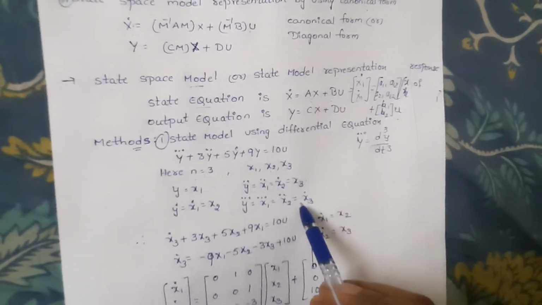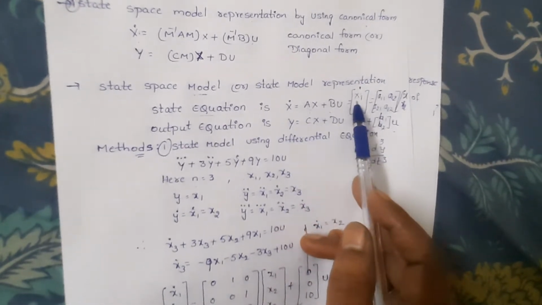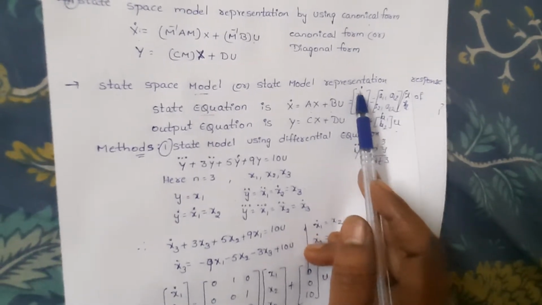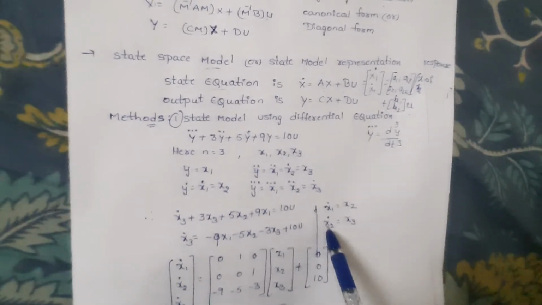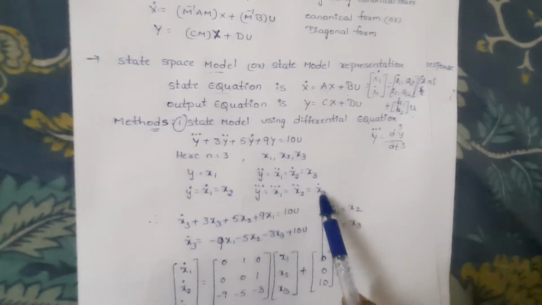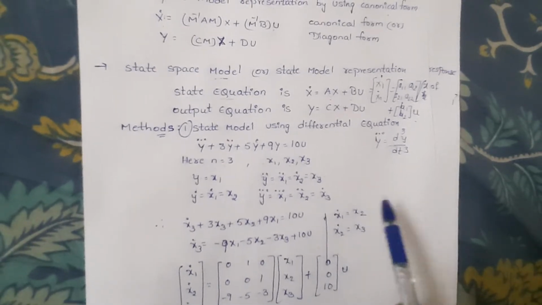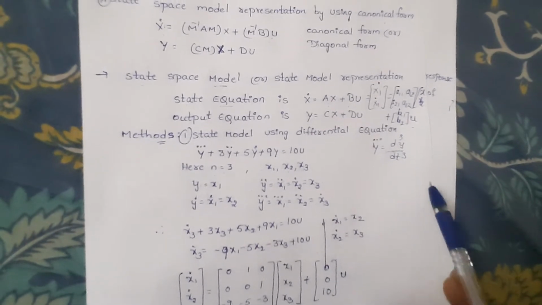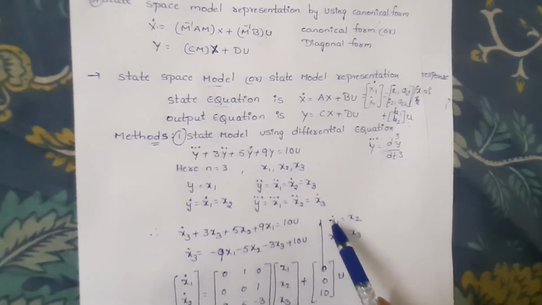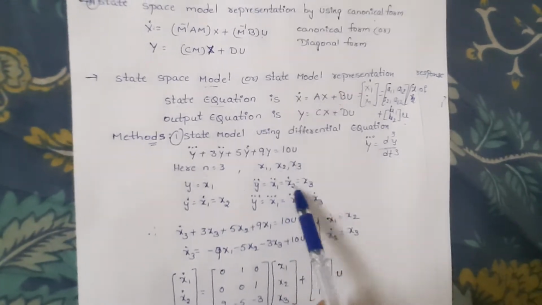See here our state equation, how it should be: x dot equals ax plus bu, that is x1 dot, x2 dot is equal to, right? On the left side you should get the equation in terms of x1 dot, x2 dot. Here we have 3 variables, so our equation should be in terms of x1 dot, x2 dot as well as x3 dot. We have x1 dot here from this. What is x1 dot? x2. In terms of x1, x2, x3 on the right hand side, for x1 dot it is only x2. And coming to x2 dot, it is in terms of x3.